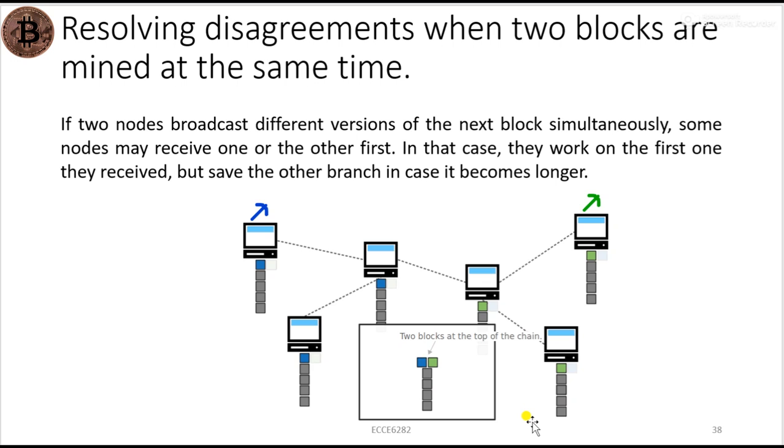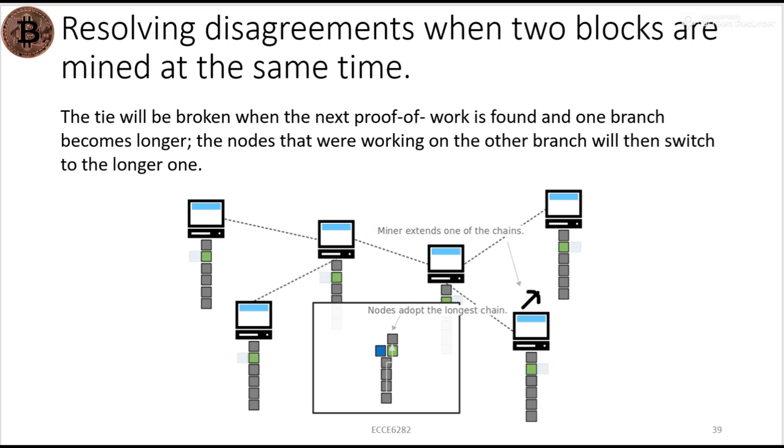In that case they work on the first one they receive. The ones on the right side received green, so they will keep creating the next block on this green one, and the ones who received blue will keep creating the new block on top of blue. Now which one will be accepted, the green one or the blue one? It depends on which one the next block will be added on. Like in the next slide we show.